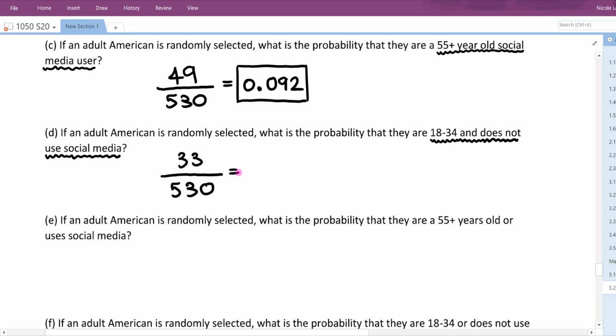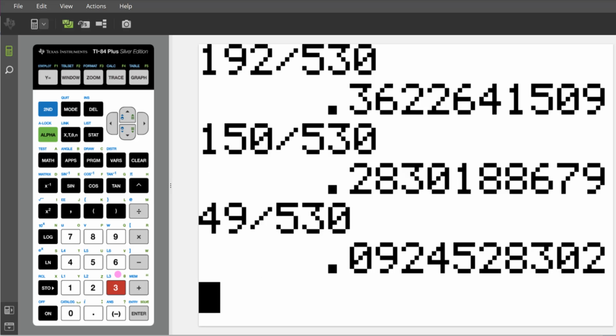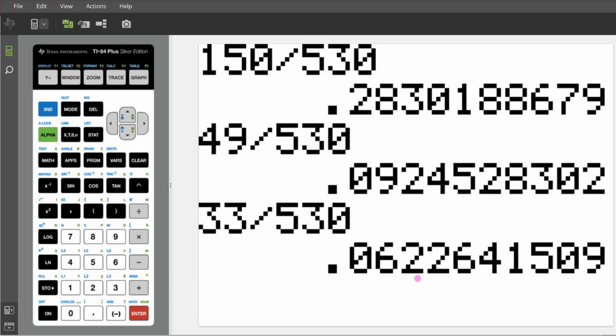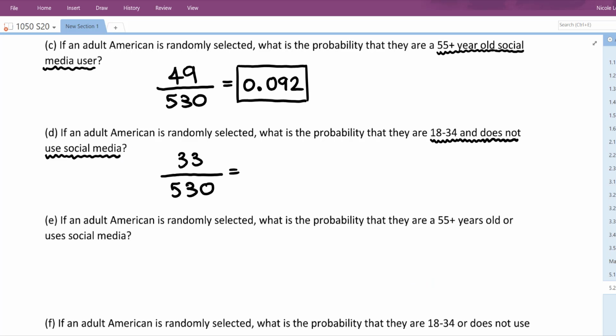Okay, and then typing this into the calculator, 33 divided by the total of 530, which I'll round to the third decimal place. So since there's a 2 that comes after, this is just 0.062. So only about 6% of people are 18 to 34 and not using social media.